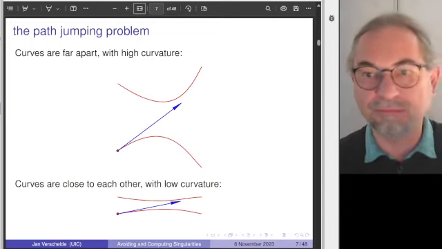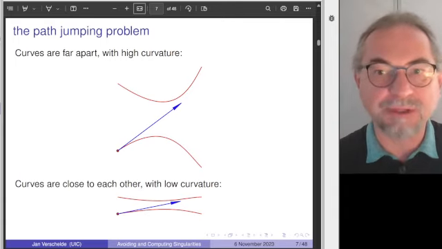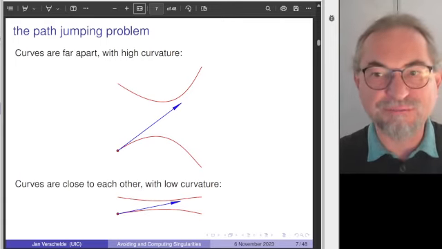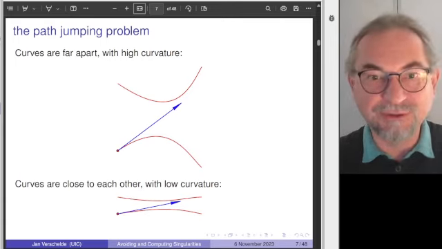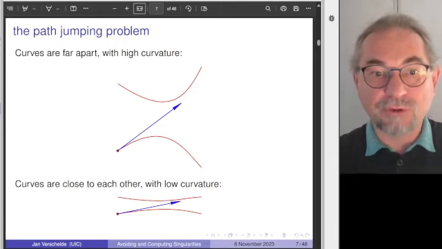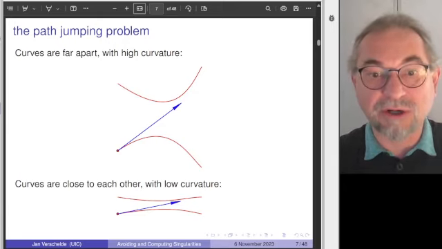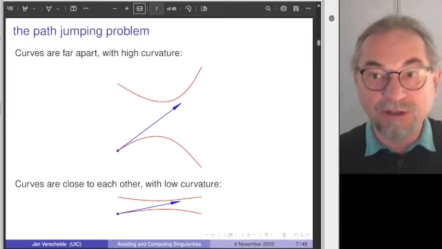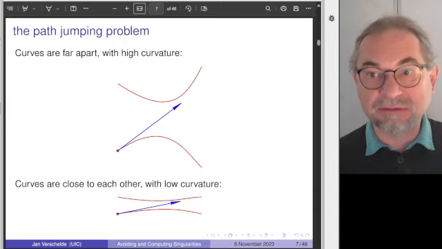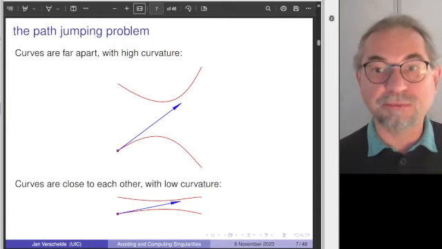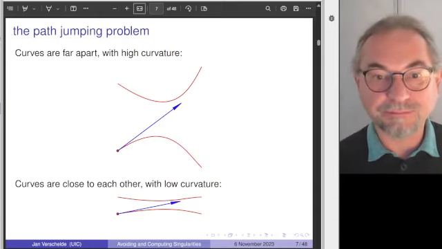Now you could say you shouldn't be using just a tangent, use something better. But this is a cartoonish picture to show that you have high curvature of also points, curves that are close to each other. So the paths can have a relatively low curvature, but you will still jump because they are so close to each other. Okay.